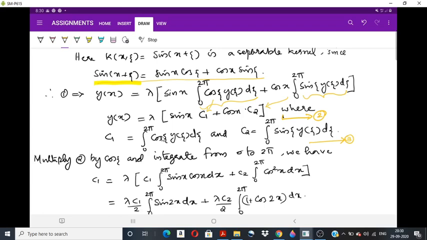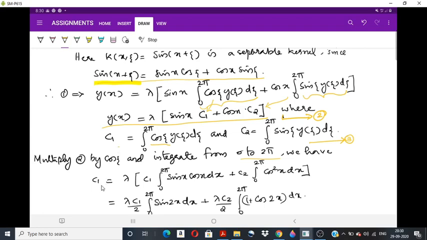So for that, first we have to multiply equation number 2 with cos x, since C1 contains the integral of cos x. So on the left side it will be the integral, integrating from 0 to 2 pi. Then we will get, on the left side of equation 2, this is equation number 2 that I underlined, integral 0 to 2 pi cos x into y of x dx. That is C1. We have named it as C1.